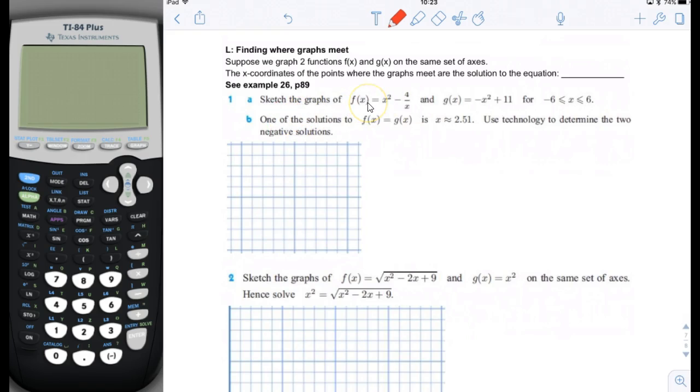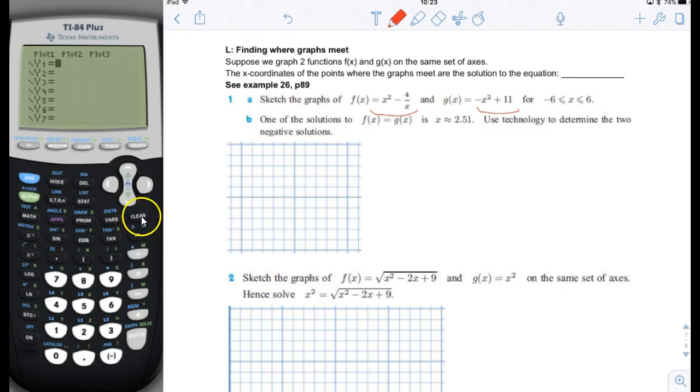For example, in this case, we have this function, which I don't expect you to be able to graph by hand, and then this function, which I do expect you to be able to graph by hand, right? This is just a quadratic, inverted and translated up 11, okay? But this is not expected. Okay, so let's put both of these in the calculator.